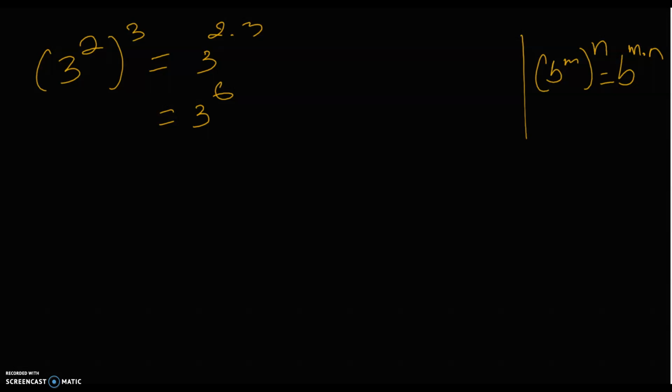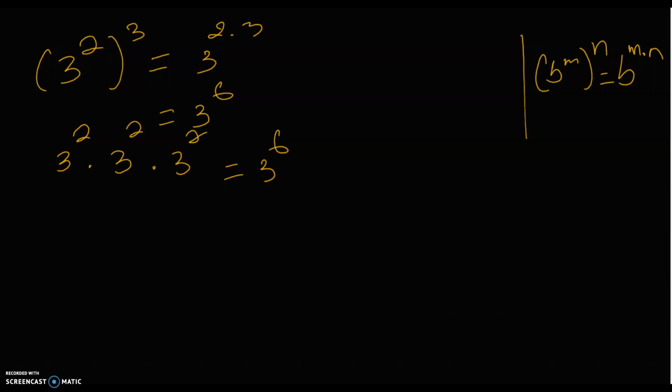So it's basically 3 to the second times 3 to the second times 3 to the second, 3 times. Okay, so same base, you keep the base, right? And you add the exponents. 2 plus 2 is 4, 4 plus 2 is 6. The answer is 3 to the sixth power.